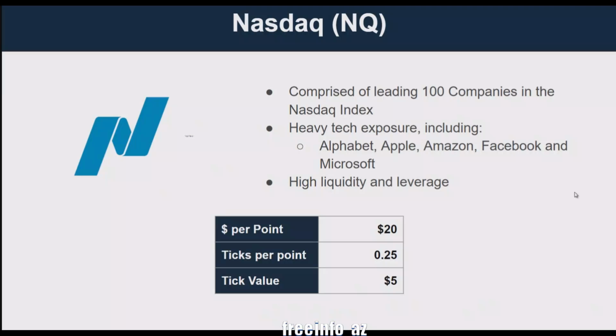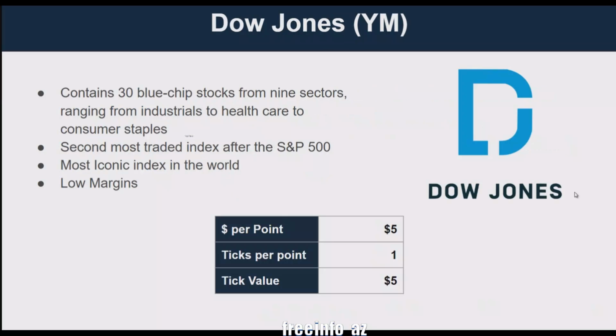The Nasdaq, same thing. High liquidity again, just like the S&P, heavy tech exposure, Amazon, Facebook, Alphabet, Apple. Okay, point tick values down there as well. Dow Jones, I don't trade a whole lot of the Dow. I just haven't. No particular reason. I think just as a trader, you gravitate more towards something else, and it is what it is.